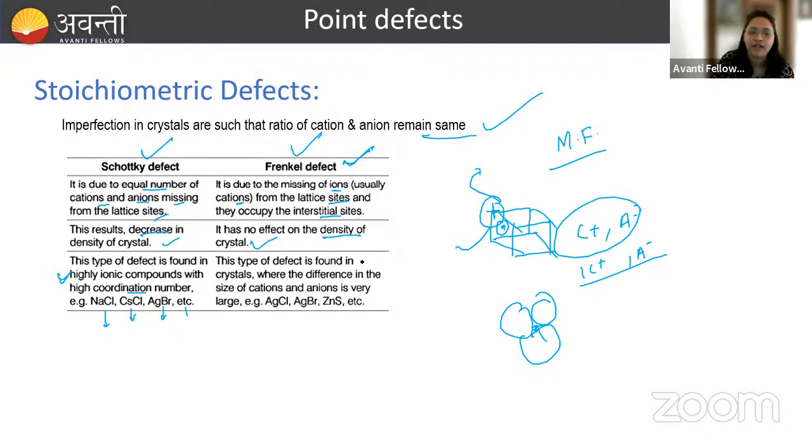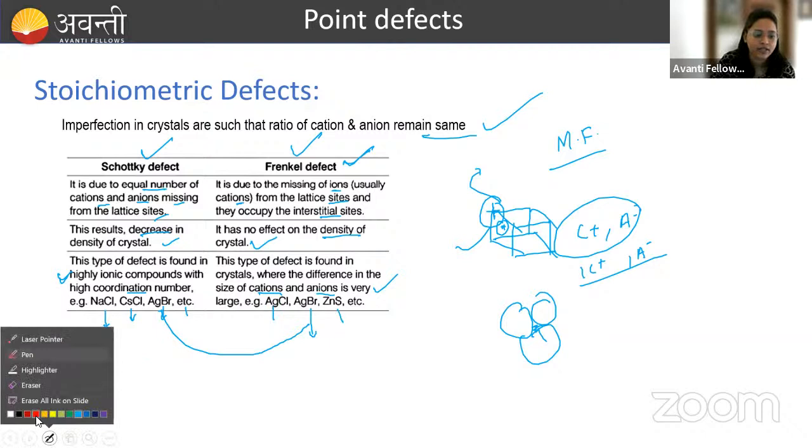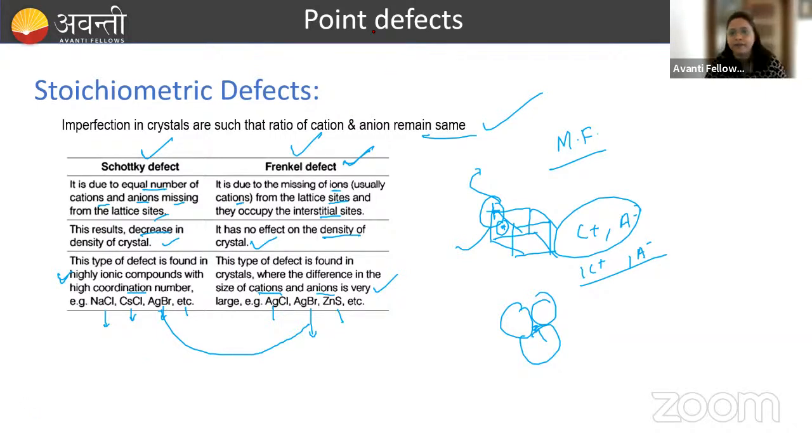Next, this type of defect is found in crystals where the difference in the size of cation and anion is very large. See here AgBr. AgBr shows both types of defects. Yesterday only we have seen the problem. So AgBr shows both types of defects, Schottky defect as well as Frenkel defect. Okay. Next AgCl is there. The size difference between cation and anion is very large for Frenkel defect. AgCl is another example. Then ZnS. Right? Any doubts in this? Are you understanding this?